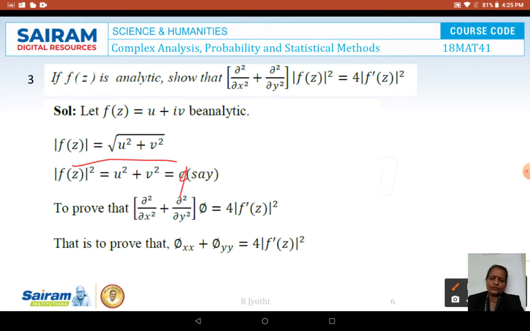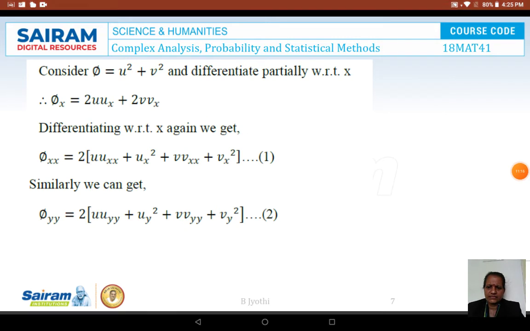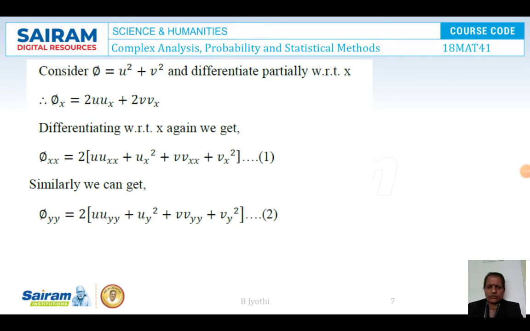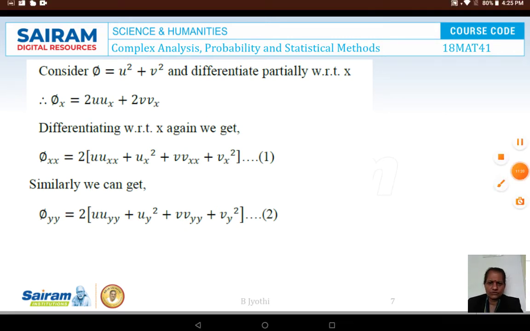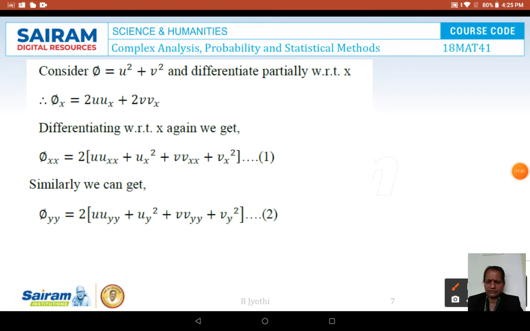So in order to prove that, now we have to prove that dou square by dou x square plus dou square by dou y square of 5 is equal to 4 times of mod f dash z whole square. That is, to prove that 5xx plus 5yy is equal to 4 times of mod f dash of z the whole square. Now let us consider phi. Phi is equal to u square plus v square and differentiate partially with respect to x.